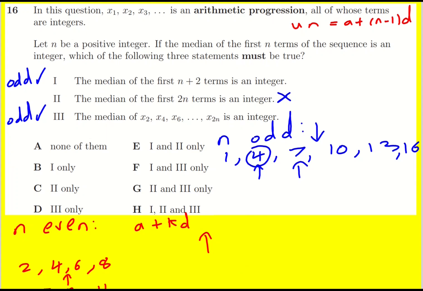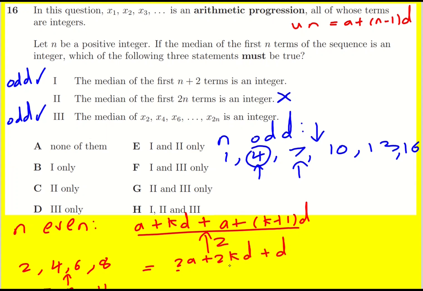But let's say I've got a plus kd, and then my next one would be a plus (k plus 1)d. Then to get the median between these two, I would add them up and divide by 2. And this would give me (2a plus 2kd plus d) over 2, which is a plus kd plus d over 2. And so for me to guarantee that I get an integer for the median, which is what we're told, we need d to be even. That is a condition here.